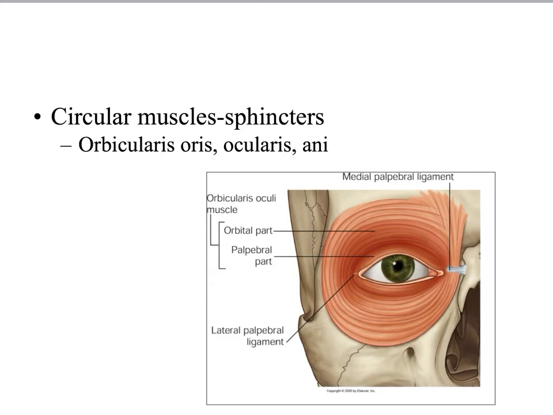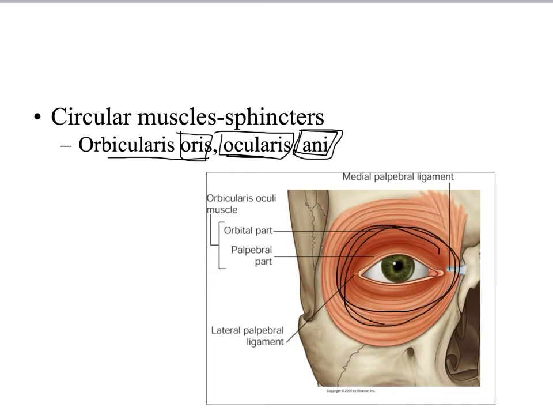The circular muscles are going to be the sphincters. They have the ability to open and close a tube. You have the orbicularis oris, which is around the mouth, oris for oral. Orbicularis oculi, around the eye. And then the orbicularis ani, or anus, so that would be your external anal sphincter. Here is your orbicularis oculi, which allows you to open and close your eye.